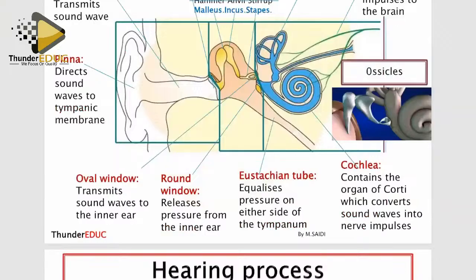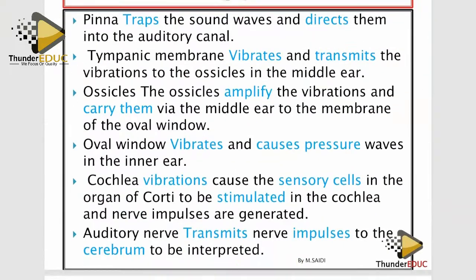So when you come back here on this hearing process, the pinna traps and directs the sound wave into the auditory canal. The tympanic membrane vibrates and transmits the vibration to the ossicles. That's the same thing I've talked about in the middle ear. The ossicles amplify the vibration and carry it via the middle ear to the membrane of the oval window. You see, it goes to the oval window.